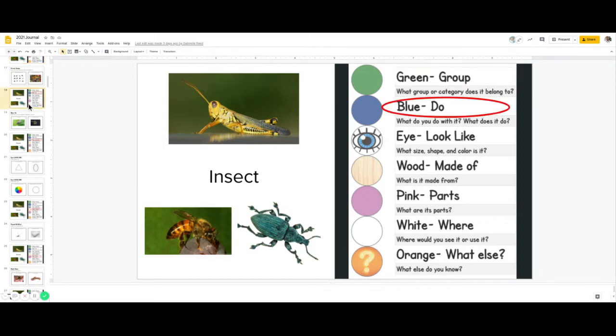So next we have blue. Blue is do. So what do you do with an insect, or what does an insect do? So think about the times you've seen insects, maybe outside, or maybe there's been one in your house. What do they do?